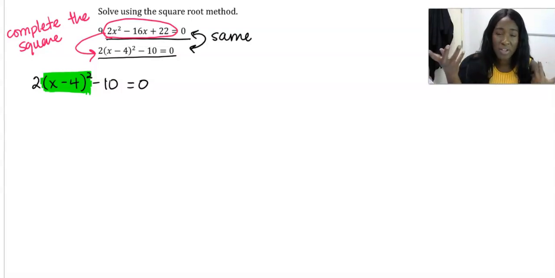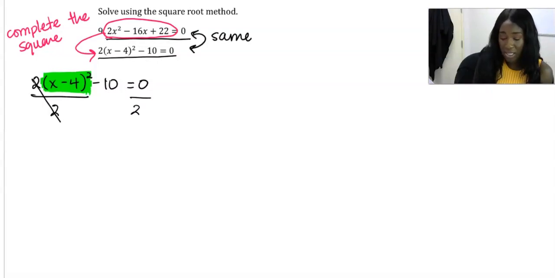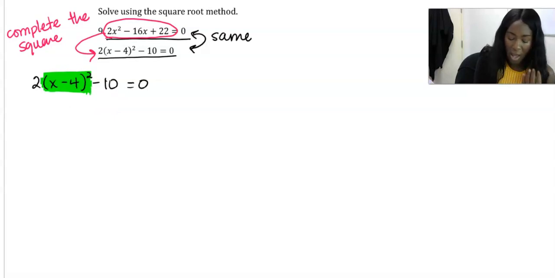This feels like a good time to mention: sometimes I hear people say, let's divide everything by 2, or divide by 2 first. It's okay to divide by 2 first if you divide everything by 2. What I commonly see people do is divide by 2 here and divide by 2 here, which is problematic because they did not also divide the 10 by 2. So if you're going to divide by 2 first, make sure you're dividing everything by 2. But I'm not going to do that. I'm just going to add 10 to both sides of the equation first.